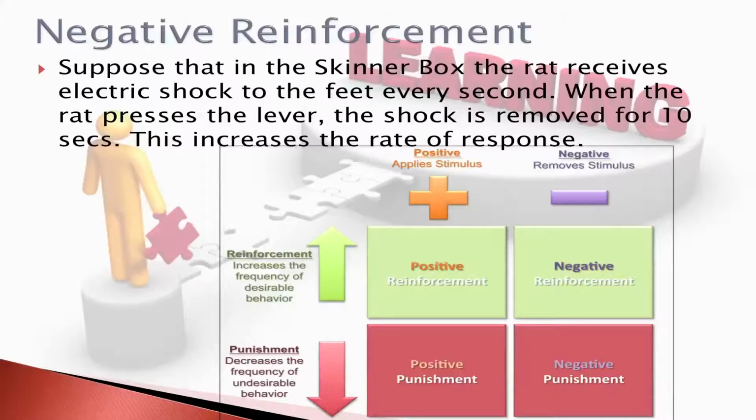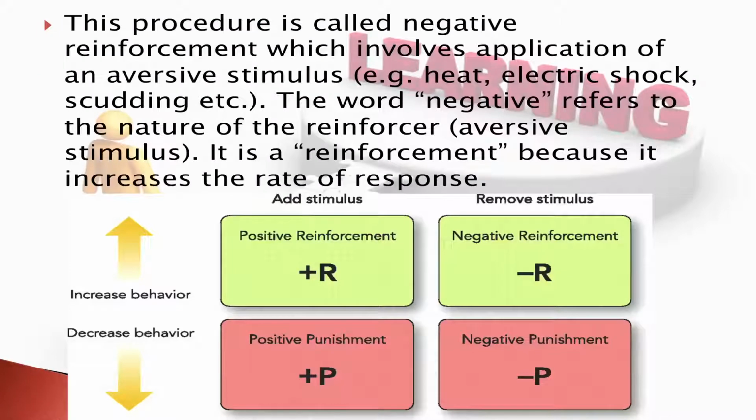Negative reinforcement. Another quite different way of increasing the rate of response is through negative reinforcement. Suppose that in this Skinner box the rat receives an electric shock to the feet every second. When the rat presses the lever, the shock is stopped for 10 seconds. This increases the rate of response. This procedure is called negative reinforcement, which involves removal of an aversive stimulus. Example, heat, electric shock, scolding, etc. The word negative refers to the nature of the reinforcer, an aversive stimulus. It is reinforcement because it increases the rate of response.